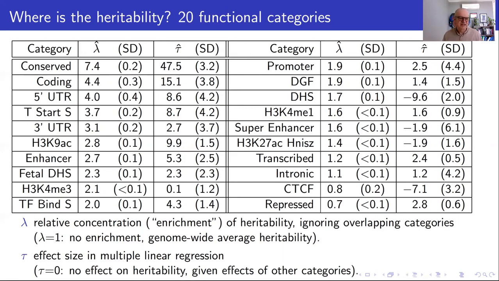What maybe is a bit surprising is that many of these functional categories that we think of as important are not that highly enriched for heritability. Maybe many of them are 2 to 3-fold, and many even less, like promoters. So introns are slightly enhanced for the heritability.